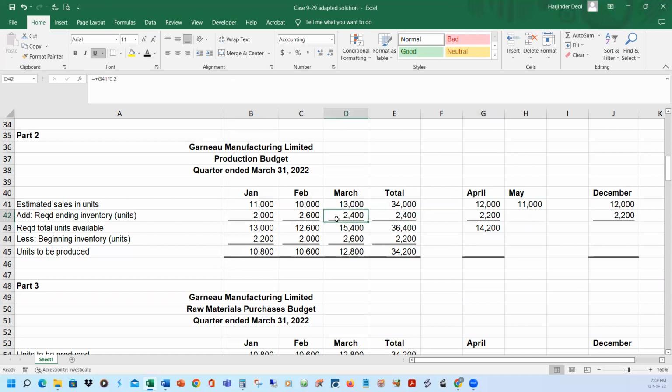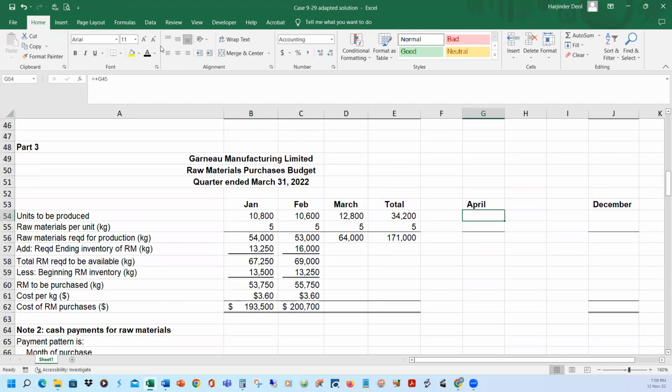Of that, 2,400 representing the ending inventory from March is already there at the start of April. So the difference, 11,800, is how many units the company needs to produce in the month of April. This 11,800 we bring down to our raw materials purchases budget, multiply by 5 kilograms of raw materials needed per unit to get 59,000 kilograms of raw materials required to meet the production for April.